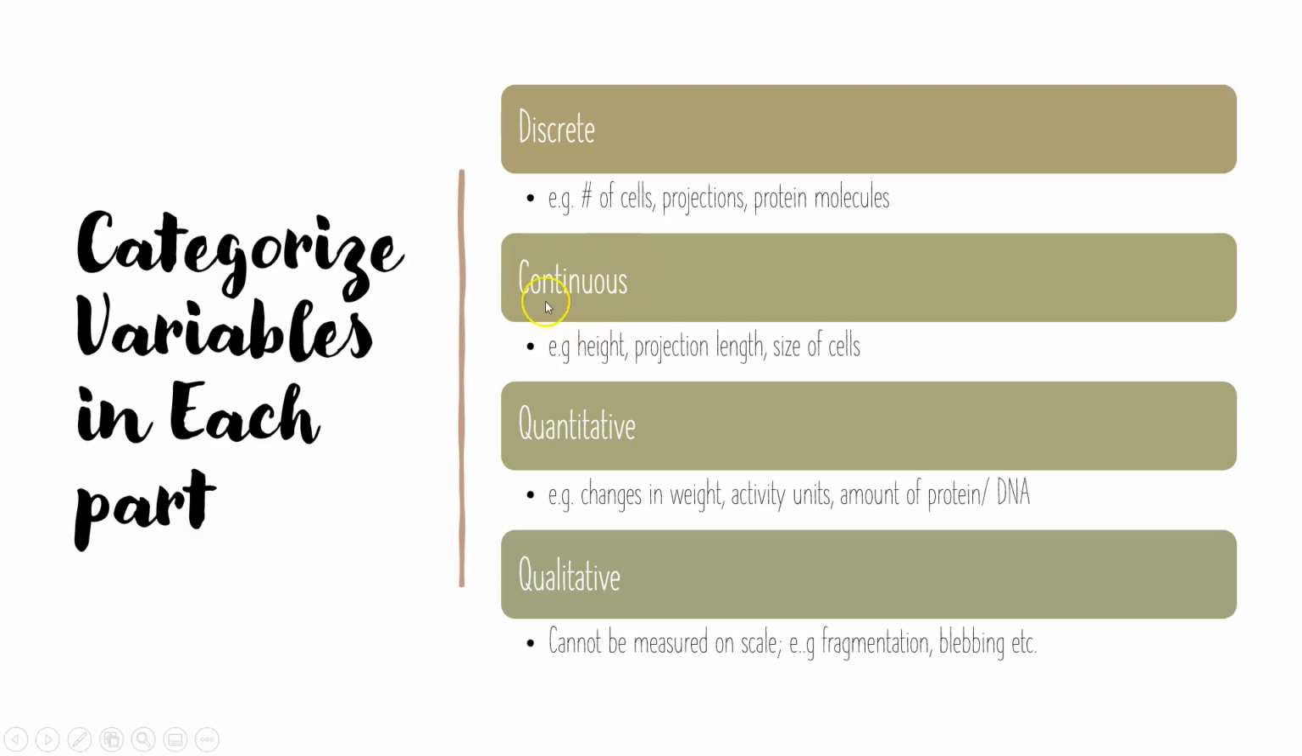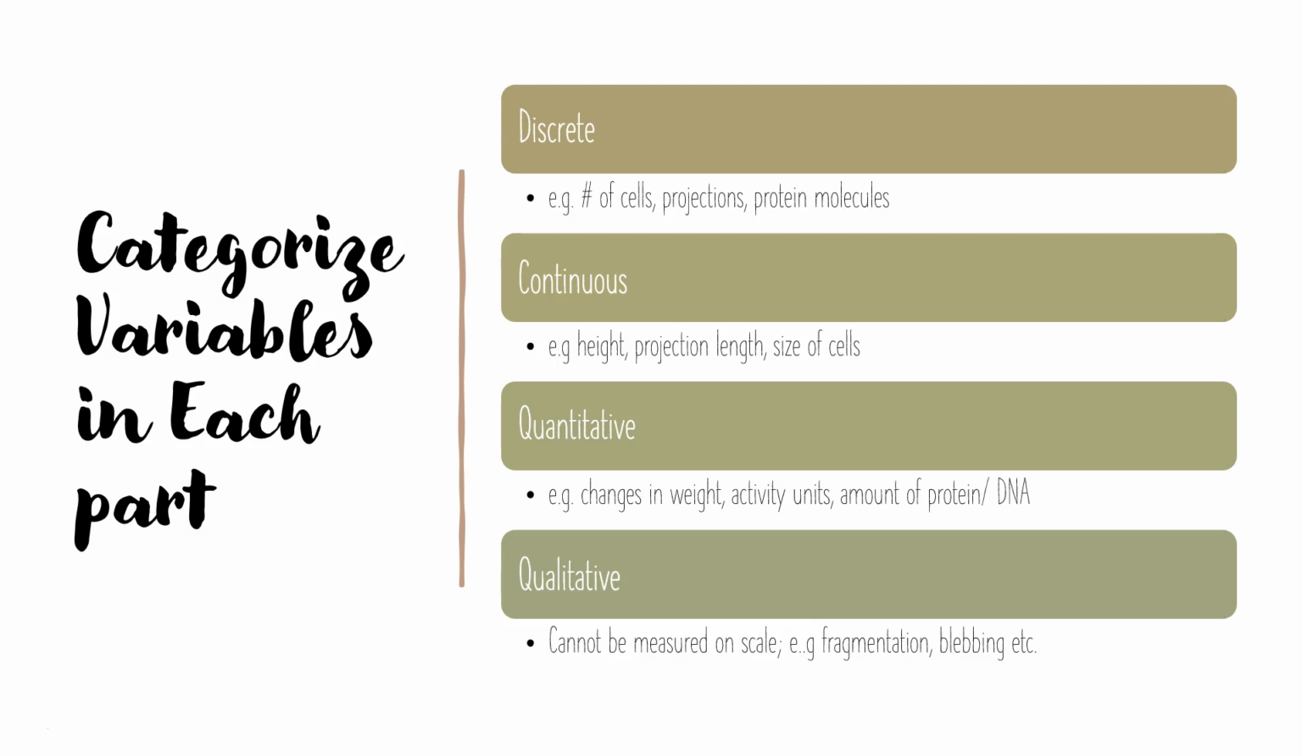You can have continuous, which would include height, projection length, size of cells. So now you're beginning to get some quantitative measurements. But again, these can be done in a more qualitative or quantitative way.